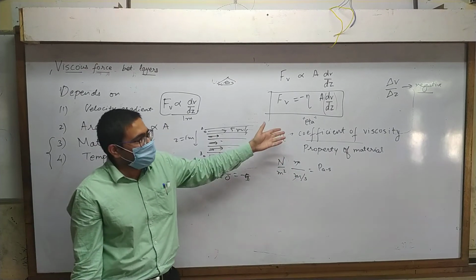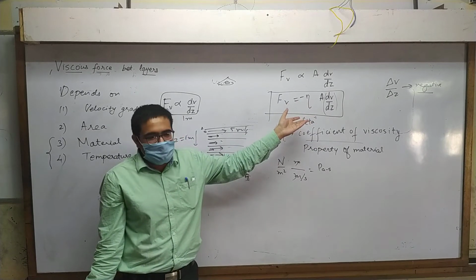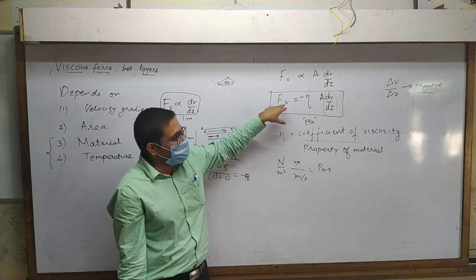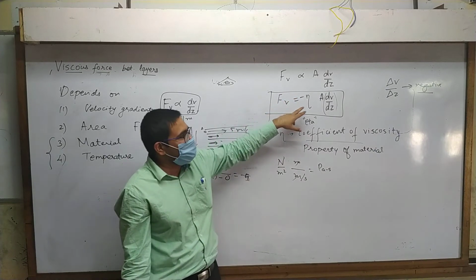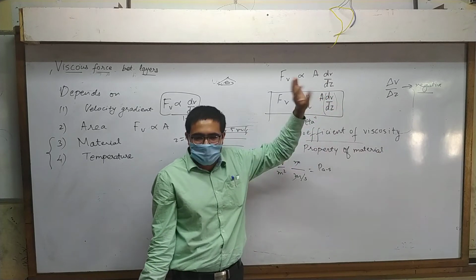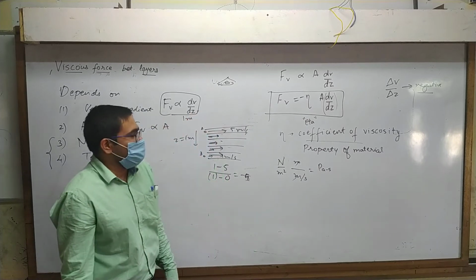Earlier you would possibly have memorized it. Now you can see there is no need. If you know this formula, you can always put in force dimensions or force units, area dimensions or units, speed and distance, and you can get whatever you want. Right? Okay, so that's it.